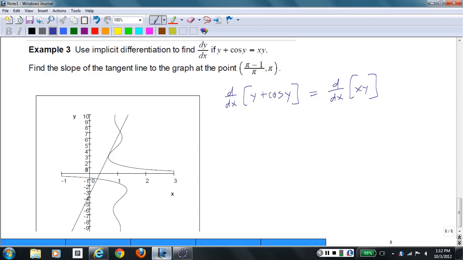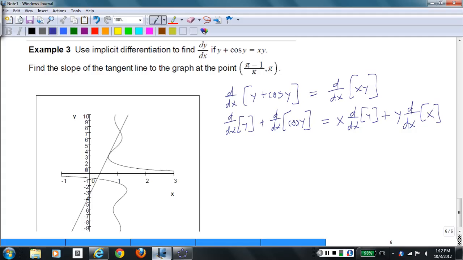On the left-hand side, it's the derivative of a sum. So the derivative of the sum is equal to the sum of the derivatives. So d/dx of y plus d/dx of cosine y. On the right is the derivative of a product, and for the derivative of a product, we use the product rule. It's the first times the derivative of the second plus the second times the derivative of the first.